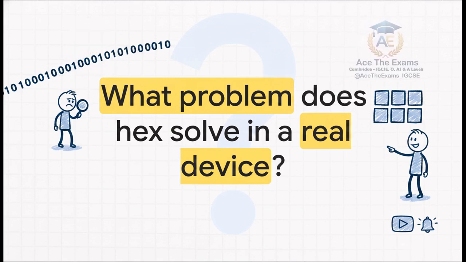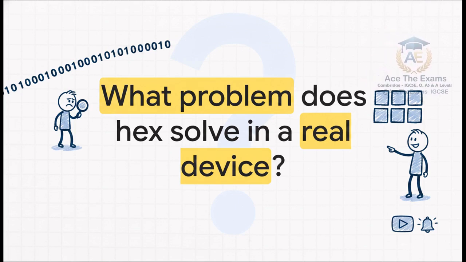So I challenge you right now, think about this. What practical problem does hexadecimal actually solve in a real device? Before we introduce any heavy terminology, we need a reason to care. The fundamental issue in computer science is that computers only understand binary, right? Ones and zeros. But humans? We are absolutely terrible at reading long strings of ones and zeros.